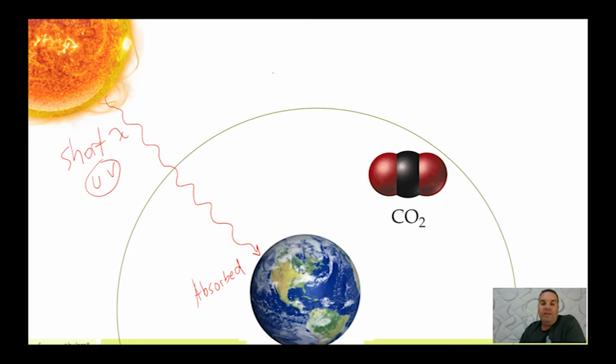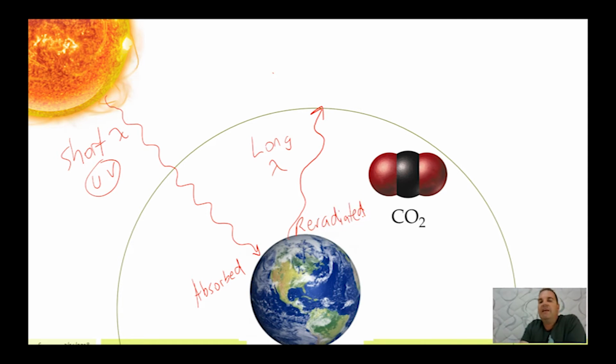What we then do, and humans are a good example of this, is re-radiate it as long wavelength radiation. So this is long wavelength, and if you don't know the symbol for wavelength, it's just that lambda there. Long wavelength radiation, re-radiated from the surface of the earth.